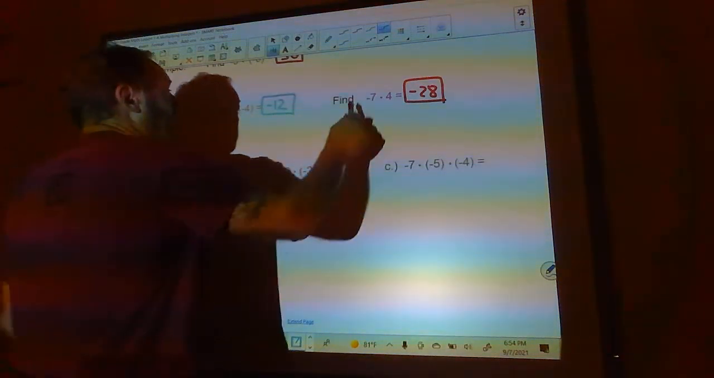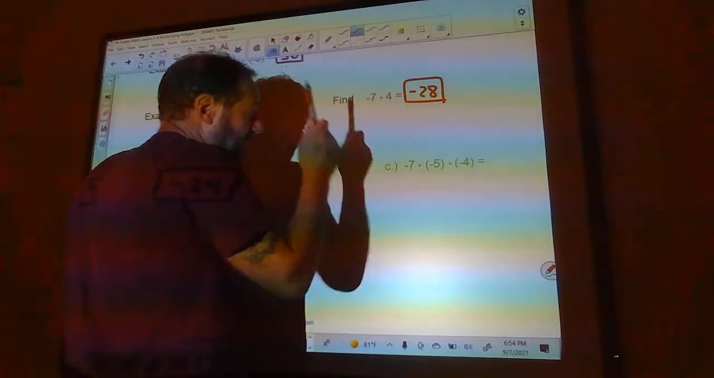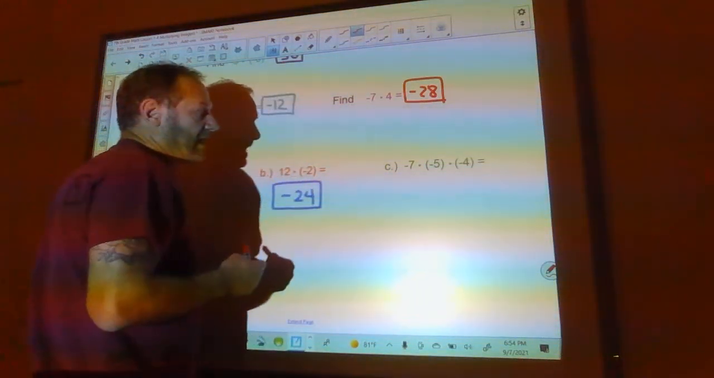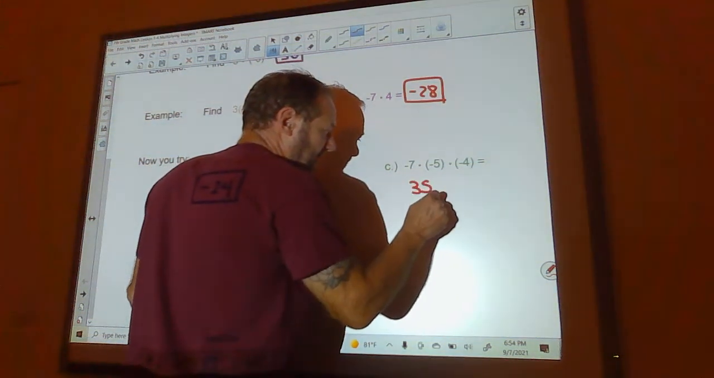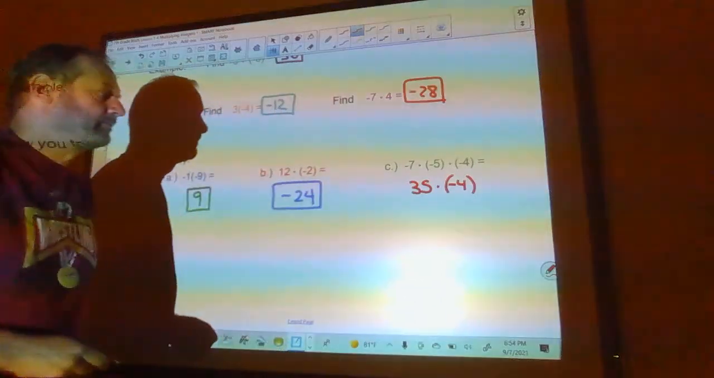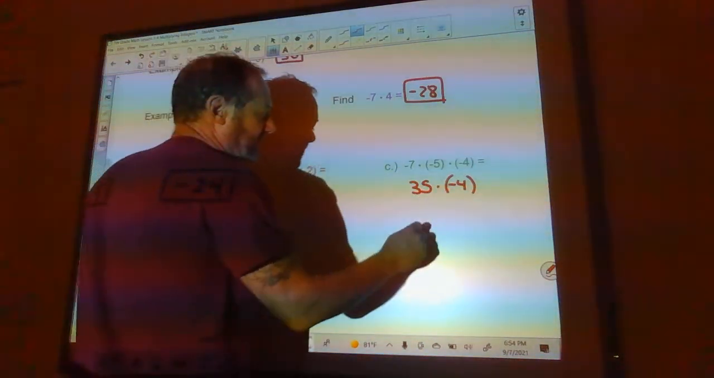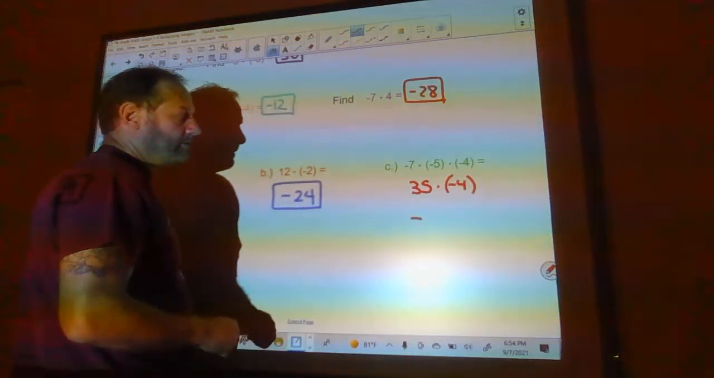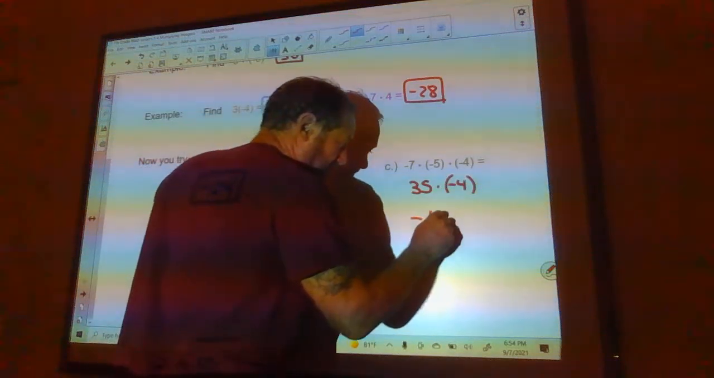Now this one has a little bit of work. So negative 7 times negative 5 is going to be positive 35, times negative 4. Now you've got a positive times a negative. The answer is going to be negative. And 4 times 35, that's going to be 140.